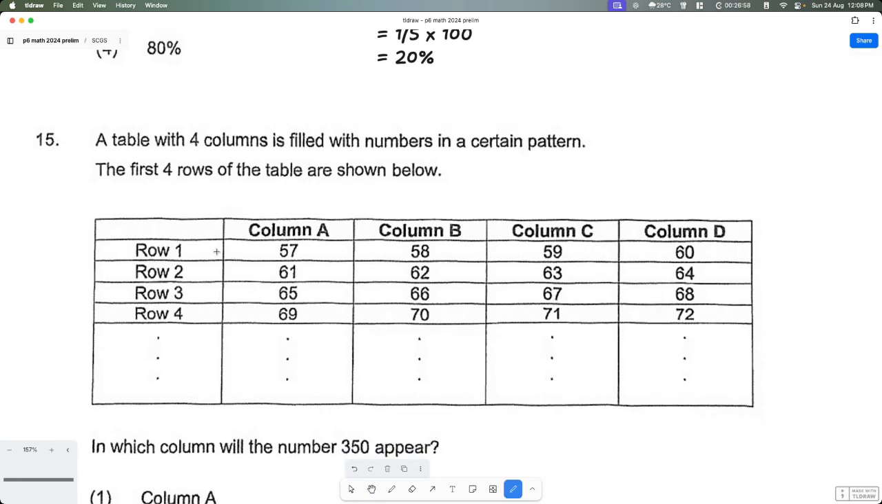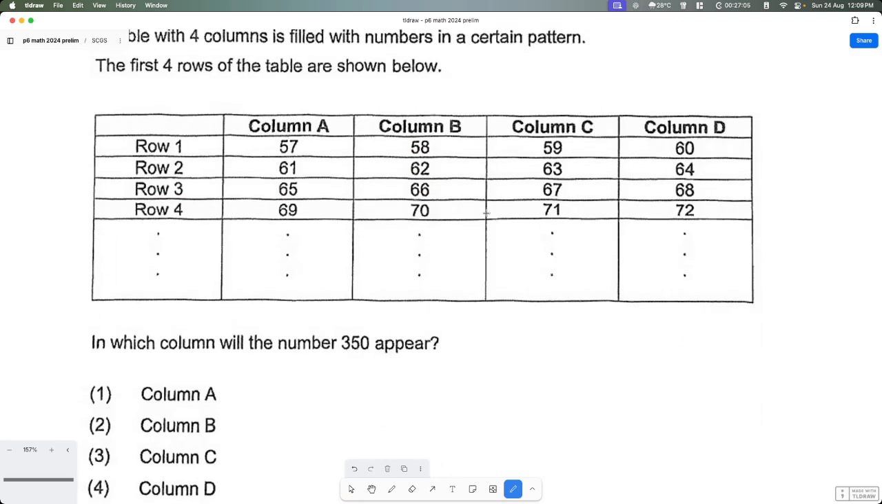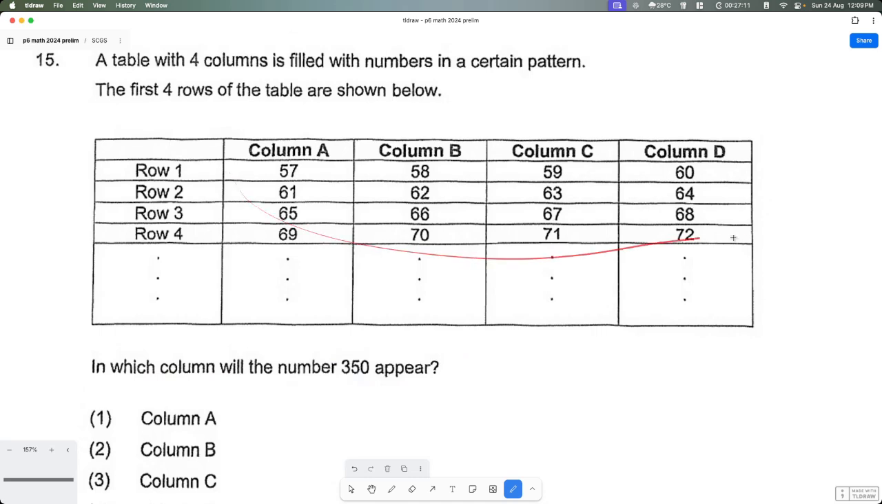Okay, last one, question 15. A table with 4 columns is filled with numbers in a certain pattern. The first 4 rows of the table are shown below. In which column will the number 350 appear? So we have this 57, 58, 59, 60, 61, 62, 64, 69, 72, all of that. So it is basically 4 columns and it starts from 57.